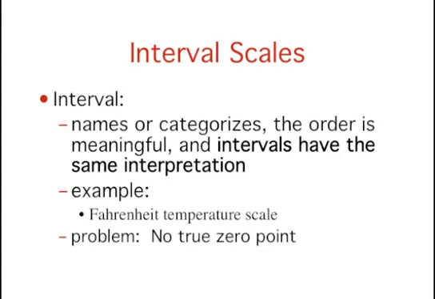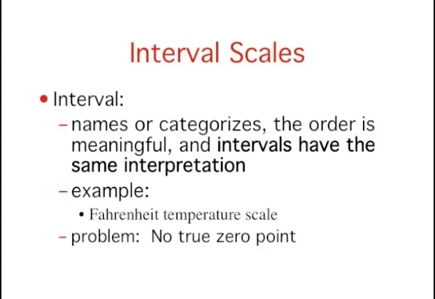The next highest scale of measurement is the interval scale. As you probably noticed, each successive scale builds upon the qualities of the lower scales, adding additional information. Interval scales are numerical scales in which intervals have the same interpretation throughout. So, the interval scale names or categorizes, the order is meaningful, and the intervals are equal. As an example, consider the Fahrenheit scale of temperature. The difference between 30 degrees and 40 degrees represents the same temperature difference as the difference between 80 degrees and 90 degrees. This is because each 10-degree interval has the same physical meaning in terms of the kinetic energy of molecules. Interval scales are not perfect, however.